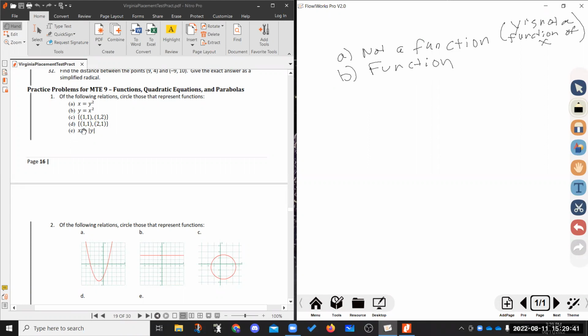Now look at the set given of ordered pairs (1, 1) and (1, 2). That means sometimes when I put 1 in, I get 1. Other times when I put 1 as an input, I get 2. So it's not a function because I can't depend on what my output is going to be. Sometimes I get 1, sometimes I get 2. I don't know what I'm going to get. But for D, when I put in 1, I always get 1. When I put in 2, I always get 1. That's a function.